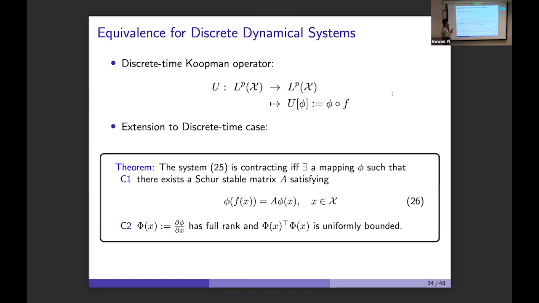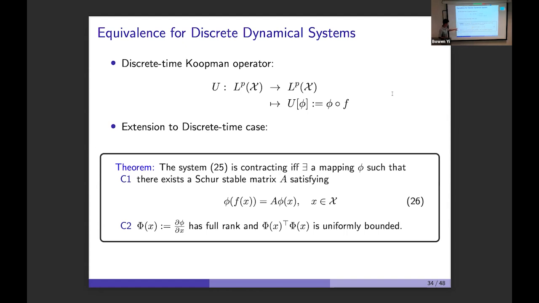Okay, so in order to solve this problem, we extend the equivalence to discrete-time nonlinear systems from the continuous dynamical system. The discrete-time operator can also be defined as the composition operator. Here, the flow of the discrete-time system is just a vector field, and it's composed with the Koopman scalar observables. And our equivalence can be extended to discrete-time systems as claimed here. For a given discrete-time contracting system, this system is contracting if and only if we can find the Koopman mapping phi such that the first condition holds, we have a Schur stable matrix. For continuous time, we consider the Hurwitz stable matrix with the partial differential equation. For discrete time, it becomes Schur stable, with an algebraic equation rather than a PDE.